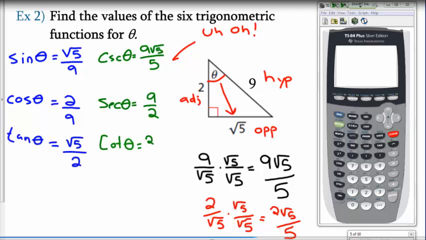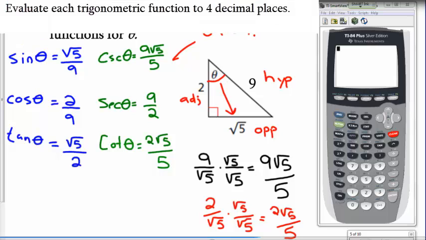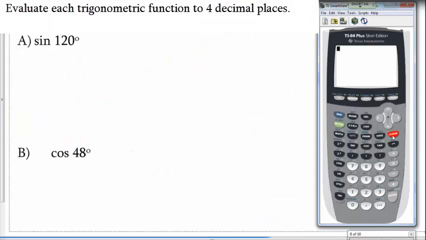And we get a simplified version, or rather answer, for cotangent of theta of 2 radical 5 over 5. Here we are asked to evaluate each trigonometric function to 4 decimal places. What you need to do first is make sure that your calculator is in degree mode. Press mode, hit the down button 2 times until you see radians, and shift it over to degrees, hit enter. Now you're in degree mode.